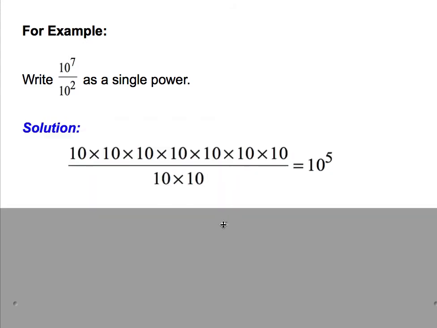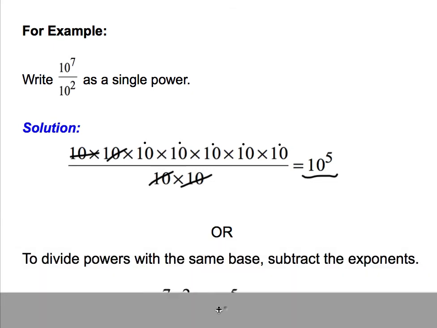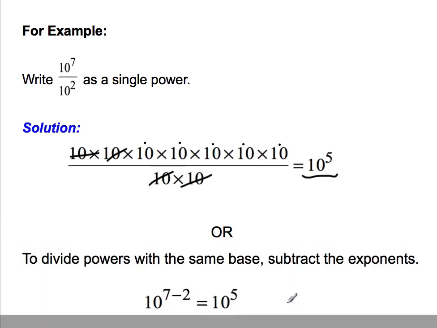So if I want to write 10 to the power of 7 over 10 to the power of 2 as a single power, I can write it in repeated multiplication form and cancel out. And now I'm left with 1, 2, 3, 4, 5, or another way I can write it is 10 to the power of 5. Or I can just subtract the exponents because the bases are the same. So 10 to the 7 minus 2, which is 10 to the 5. So exact same thing.